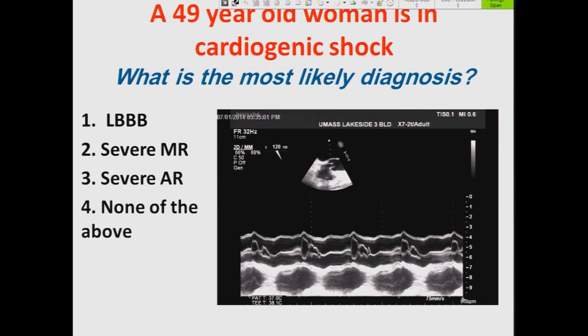So, you've seen this before in your pretest, so let's see if we can answer this. A 49-year-old woman is in cardiogenic shock. What is the most likely diagnosis? The choices are left bundle branch block, severe mitral regurgitation, severe aortic regurgitation, none of the above. Now, pay attention to the M-mode where this is located. We do have the two-dimensional guiding of the M-mode echocardiogram, which does help you with the spatial orientation. So, again, use all the information that you have at your disposal, and please answer.